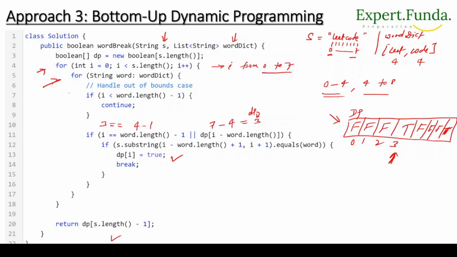In the inner loop, we'll take one word at a time, and we'll check our boundary conditions. How are we going to check? This boundary condition is nothing but that i plus the word length should not be more than the string length. What if i is more than, say, length 4 minus 1, which is 3? If it is more than this 3, it is not required.